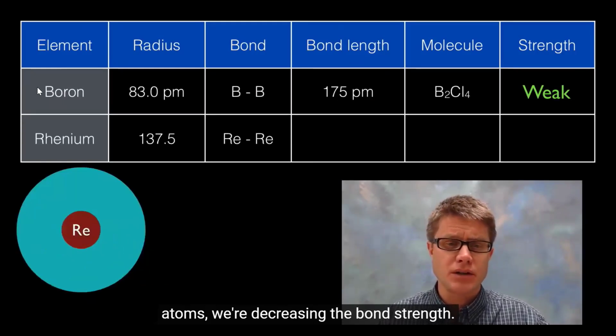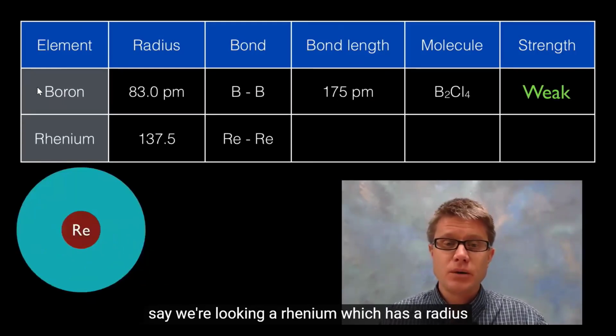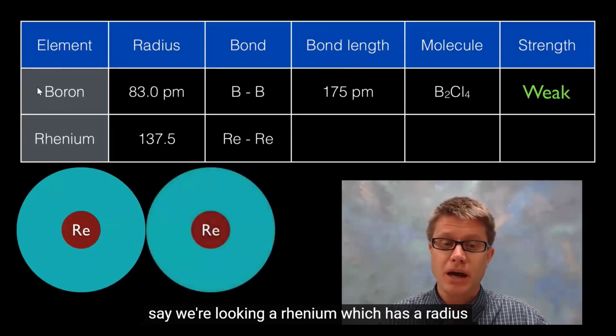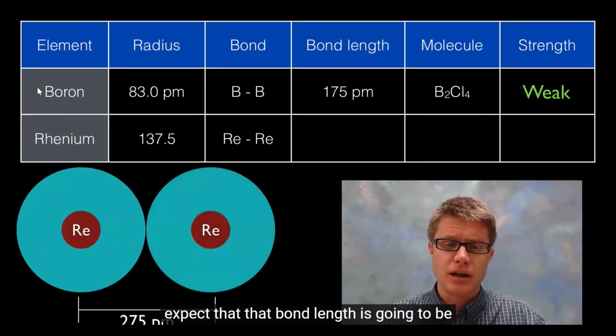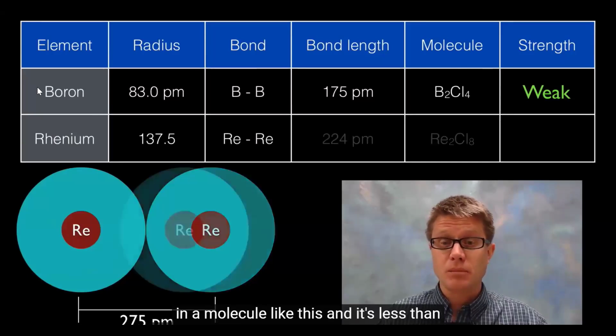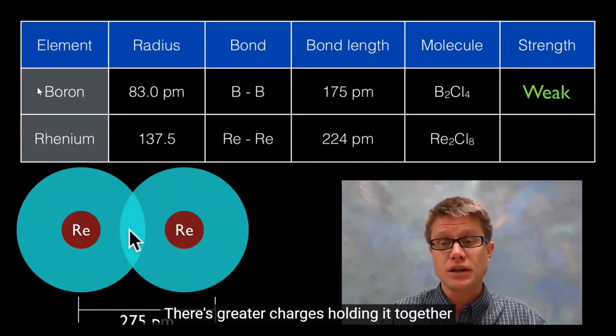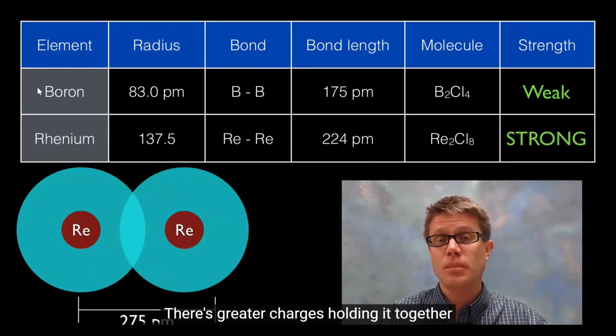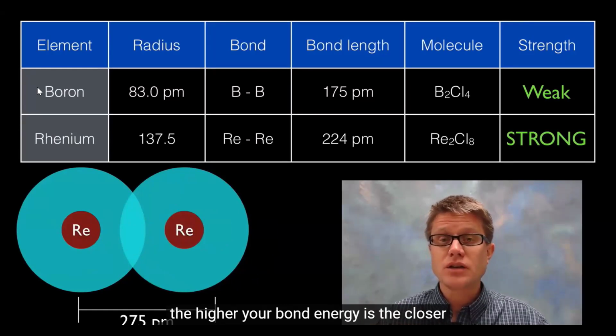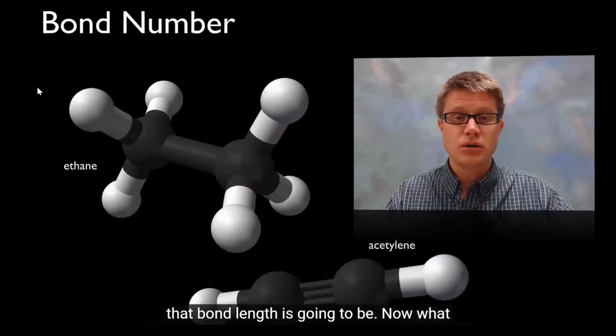Now, if we were to use another example, let's say we're looking at rhenium, which has a radius of 137.5. If we had 2 rhenium atoms, we would expect that that bond length is going to be 275 picometers. If we actually measure it in a molecule like this, and it's less than that, that means that they're really overlapping. There's greater charges holding it together, and so we would call that a strong bond. Again, the higher your bond energy is, the closer those atoms are going to be, and the shorter that bond length is going to be.